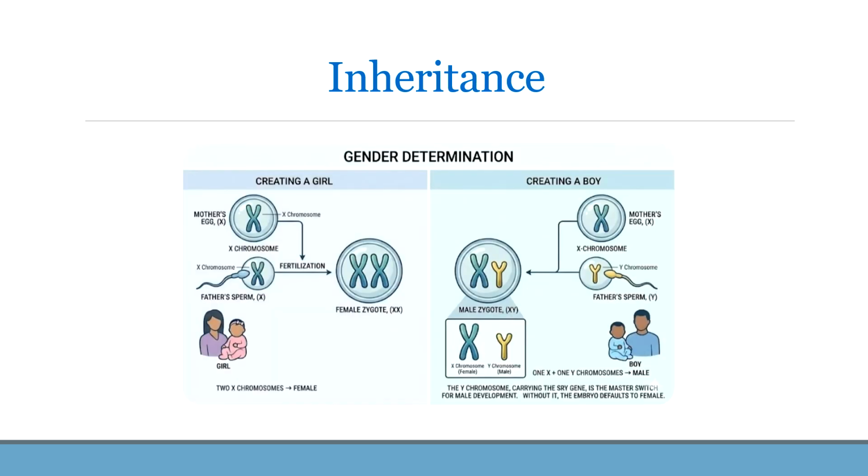This figure shows the role of the X and Y chromosomes in determining the gender of the offspring. This image has been generated using Google's image generation tool.